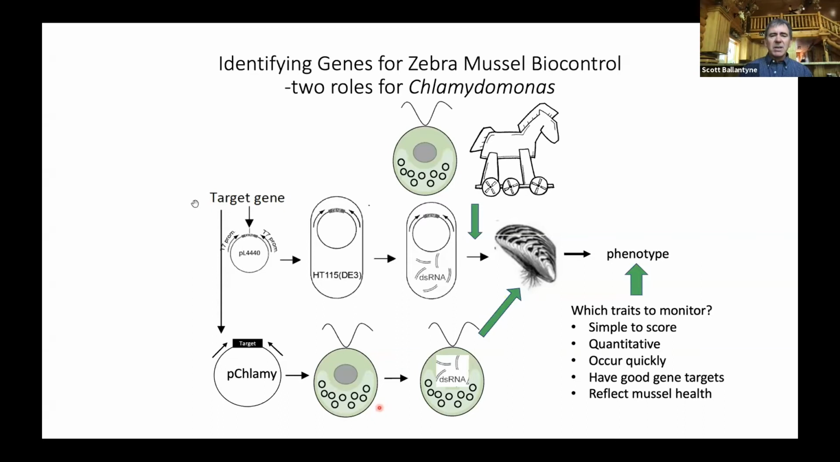Right? As much as Daryl and I might want to change the stripes on these mussels into polka dots, that's probably not the best trait to focus on.